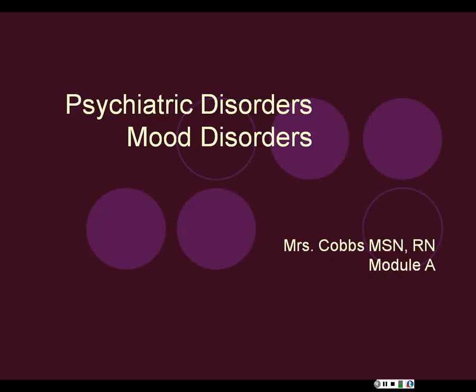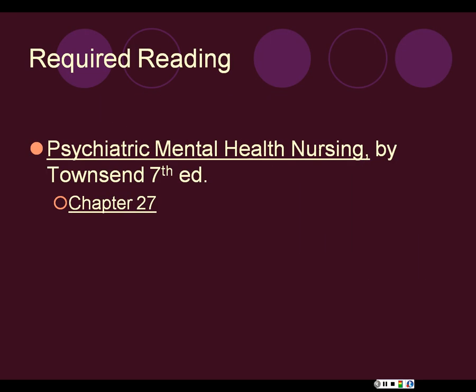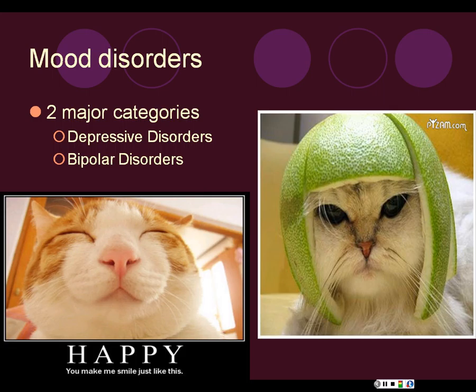Okay. Psychotic disorders specific to mood disorders. We are in your 7th edition, chapter 27. For mood disorders, as we talk about them, there are two major categories of mood disorder. Obviously, this first kitty cat is not having a bad day, but I can't say the same for the second kitty cat. He is not having a good day. Our two major categories are depressive and bipolar disorders.